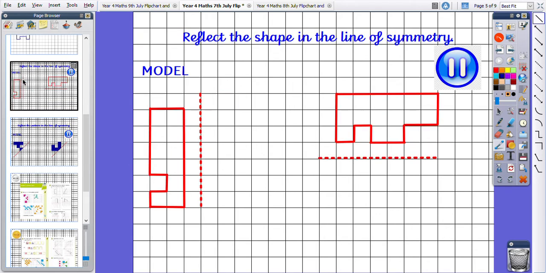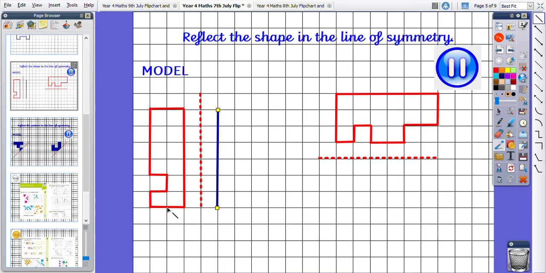Okay then, this time we're going to reflect the shape, but it is not touching the mirror line. So we need to be careful when we reflect it that we're putting it the right amount of squares away from the mirror line. So I can see actually I've got a straight line and it is 1 square away. So I'm going to move 1 square this way, and I can see that my line travels 1, 2, 3, 4, 5, 6 down. So 2, 4, 6. So this is my first line here.